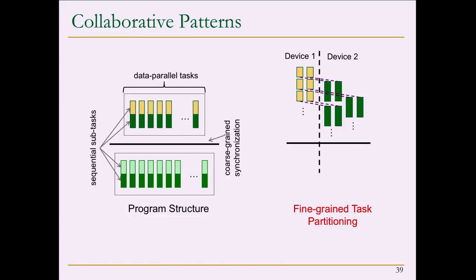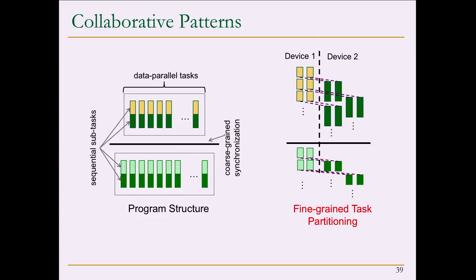At some point we will have the coarse-grained synchronization, and then again, fine-grained data partitioning on the second kernel. Obviously, in one particular application, it is possible to combine these different approaches. So maybe for one particular kernel, we have the fine-grained task partitioning, but then for the next kernel, we have the data partitioning. So it's something that is going to be possible in real applications.